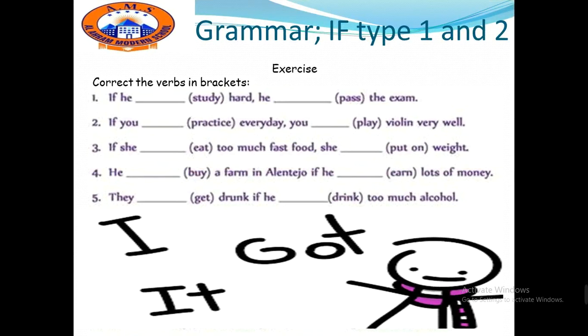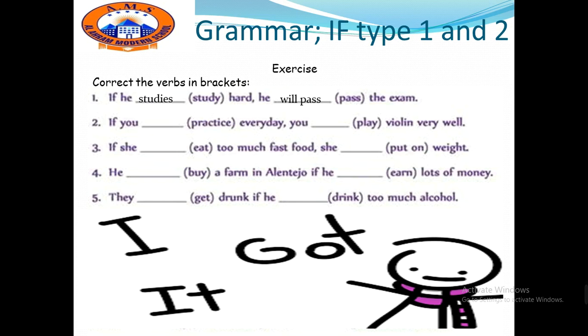Let's do this exercise together. Correct the verbs in brackets. If he study hard, he passed the exam. Let's think. After if, we should use what? We should use present simple. Good. So it will be studies. Great. If he studies hard, what will be the result? He will pass the exam.